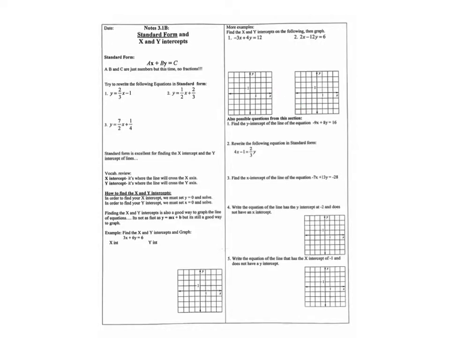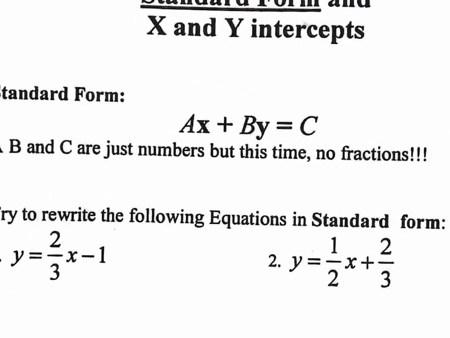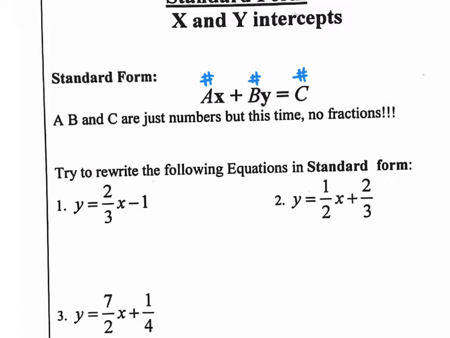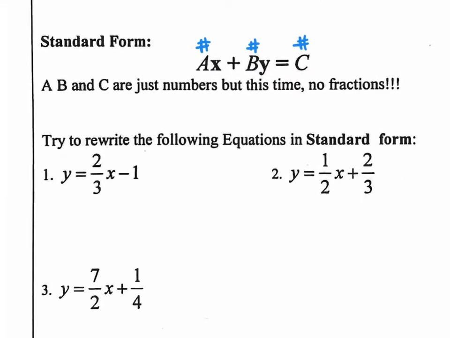So here's the page of notes, and we already know what a standard form equation is. As a matter of fact, on your notes, you might as well put a little number sign on top of A, a number sign on top of B, a number sign on top of C. And I do put them as capital A, capital B, capital C, just to help you remember that you want these to be nice numbers. Whether they're positive or negative, you want them to be nice. You don't want fractions, you don't want decimals, okay? And that's what it says down here. A, B, and C are just numbers, but this time no fractions and also no decimals.